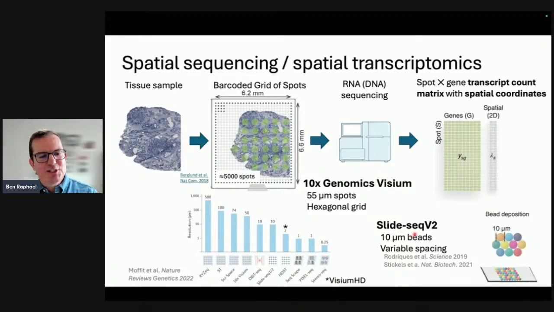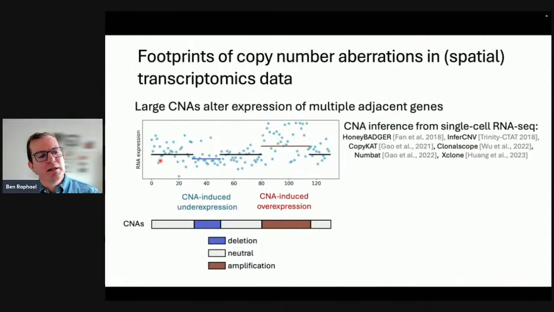Many technologies, very rapidly moving area. But the coverage here, there's 2 problems. We're not measuring DNA, we're measuring RNA, so we're only measuring the genes that are expressed. And the coverage per spot is really low. So we can't reliably detect single nucleotide mutations. But what we have a hope of detecting are large copy number changes. So gain and loss of chromosomes, parts of chromosomes.